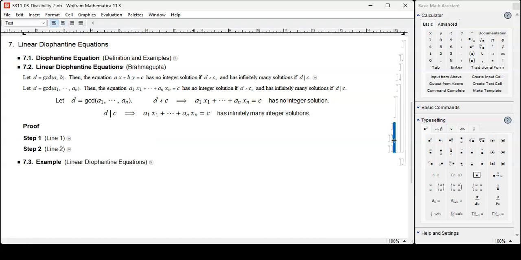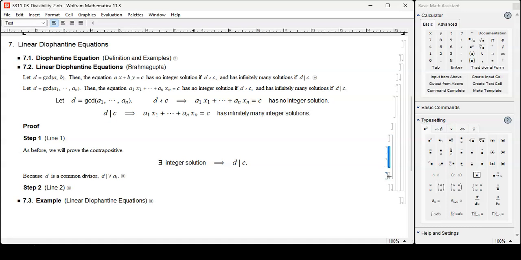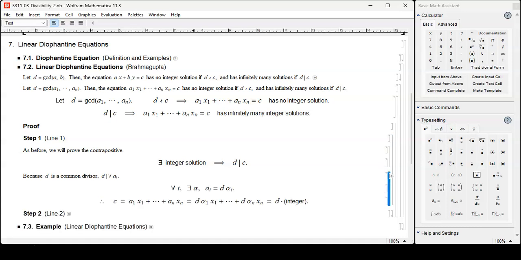Line 1, as usual, as before, let's use the contrapositive. Assume the solution exists, so that a1x1 plus a2x2 and so on exist. Then each coefficient a is divisible by d, so this is d times something.